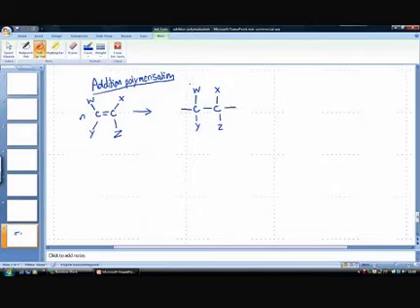So the alkene monomer unit joins together to make a polymer, and you show it's a polymer by drawing the square brackets around and putting an N in front. So if I start off with N number of monomers, I can put my N number of polymer units.